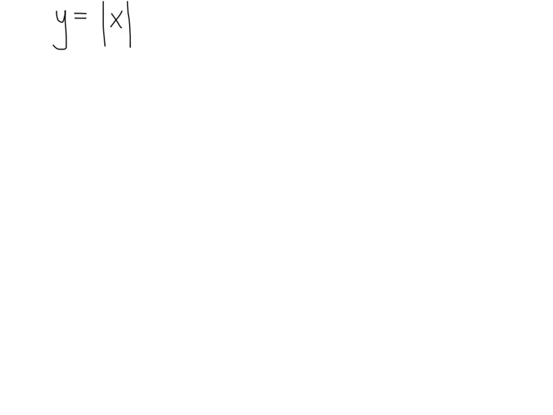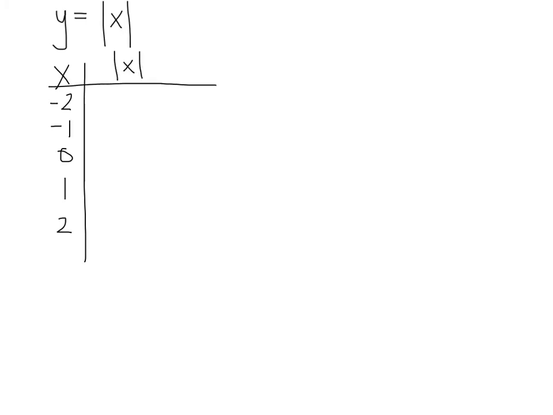For the next function, I'd like to graph y equals the absolute value of x. And again, I'm going to use the same process. I'm going to choose my x values. So again, I'd like you to choose -2, -1, 0, 1, and 2. In the middle here, I'm going to put the absolute value of x. And then I'm going to put my y value to the right here.